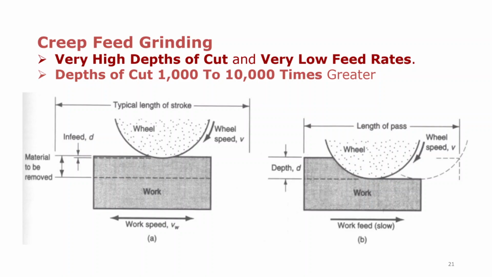Next is creep feed grinding. It has very high depths of cut and very low feed rates, with the depth of cut being 1000 to 10,000 times greater. Feed is the movement in this particular direction, and in this direction is the depth. So you are removing this much depth in one go, but you move your wheel in this direction very slowly because of the high amount of removal required. So you have a high depth of cut but very low feed rates in this case.